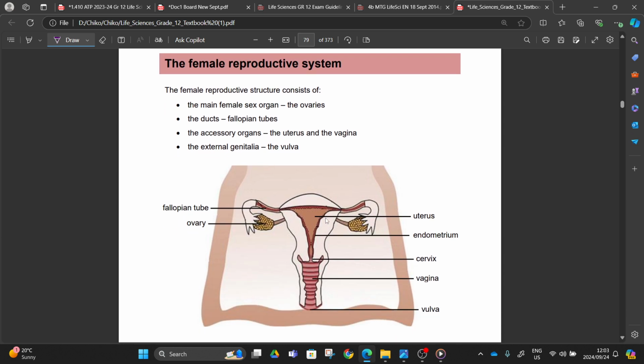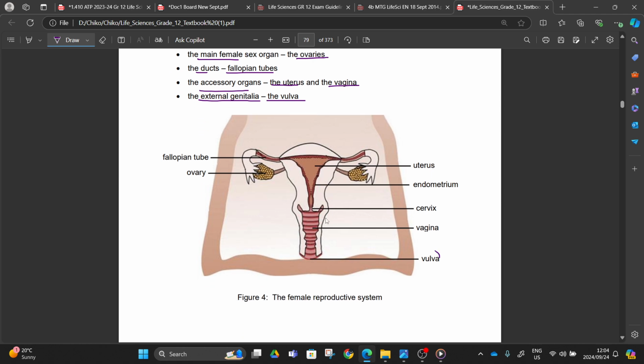With our female reproductive system, we have the main female sex organ, which will be our ovaries. We have the duct, the fallopian tube. We have accessory glands, which will be the uterus and the vagina. And then we have the external genitals, what we see there, the vulva. As we can see, we have the vulva, which will be the opening of our vagina.